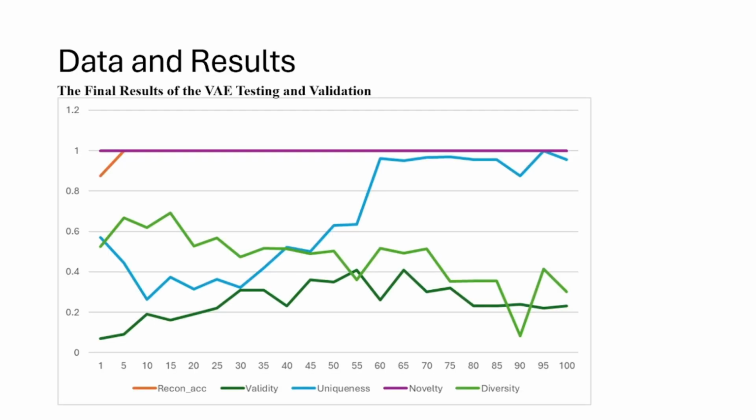So these are the results of the VAE. Essentially, you have five main metrics that we looked at over the course of 100 epochs, which are reconstruction accuracy, validity, uniqueness, novelty, and diversity. This data is essentially telling us that the model was able to create a lot of good drugs and made them very unique and different from each other. However, because we're zooming in so much into our latent space, the diversity and validity of them did reduce over time.